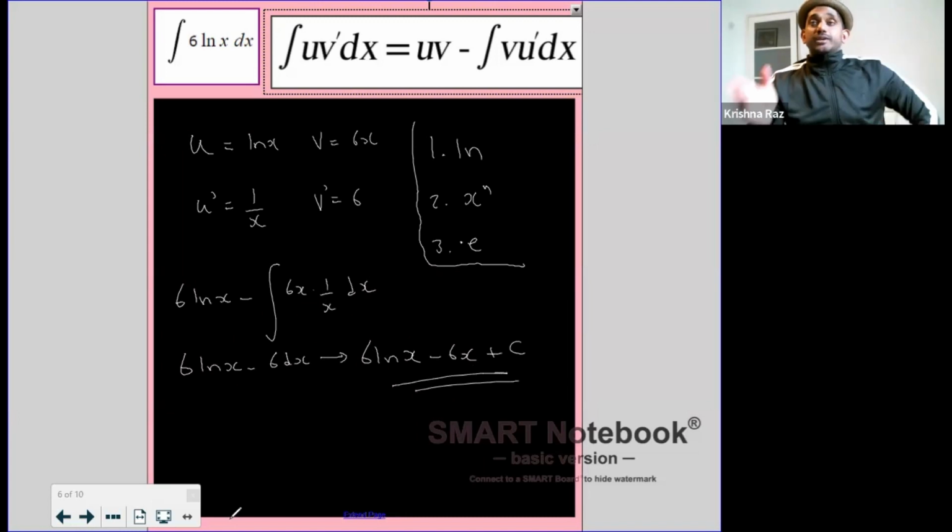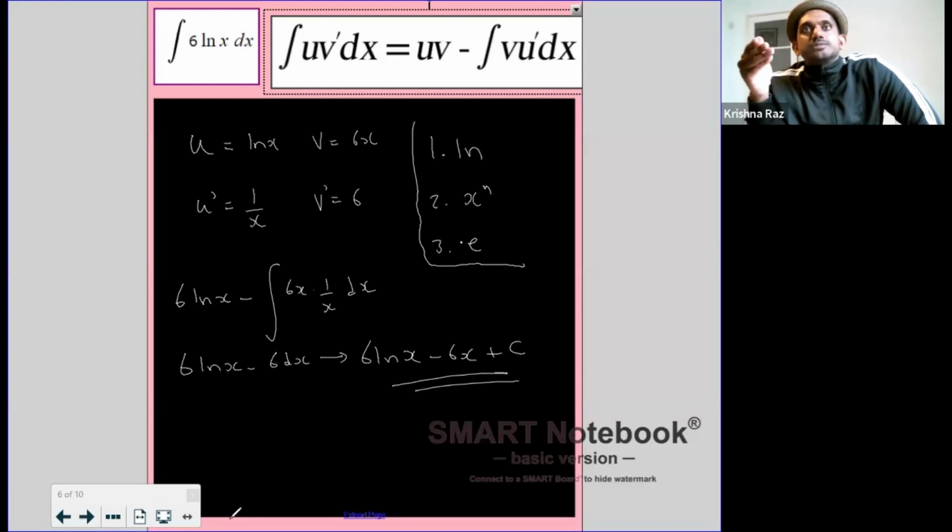So it's that trick that we would use if we were integrating ln x. We would just simply treat it as 1 times ln x and do the same. So the answer for the integral of ln x would just be a sixth of our answer here. So x ln x minus x plus c.